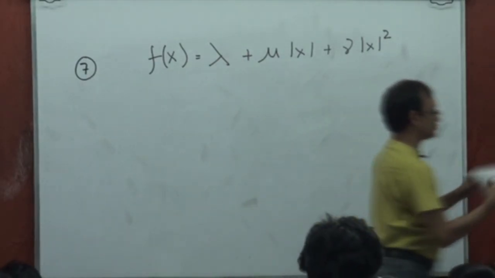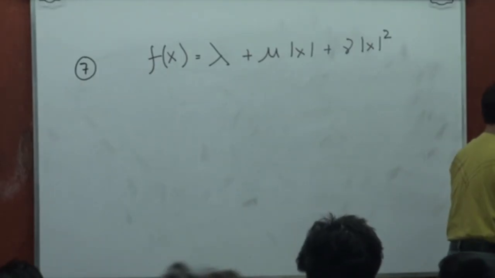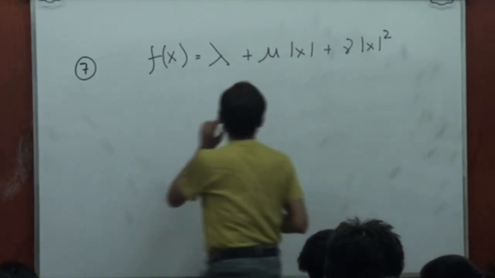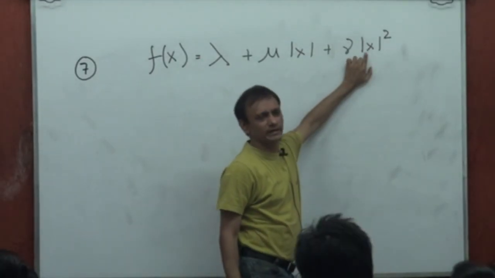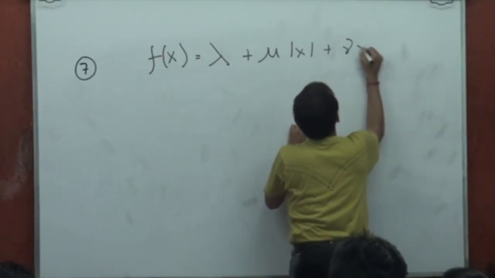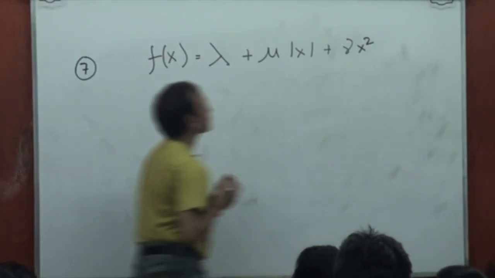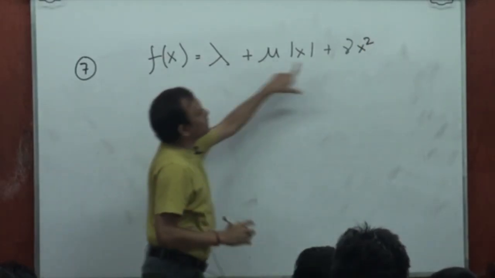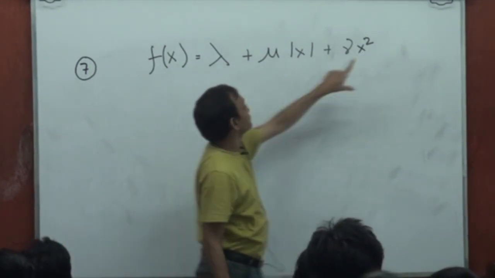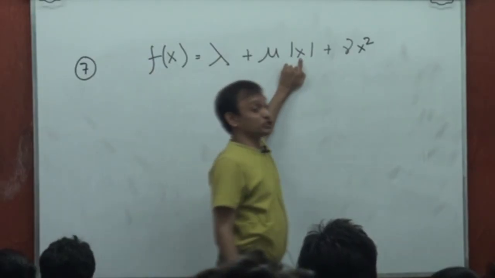f dash 0, derivative of this function at x equal to 0. Mod x square is the same as x squared, right? Lambda plus gamma times x squared is differentiable at x equal to 0. But mod x is not differentiable at x equal to 0.